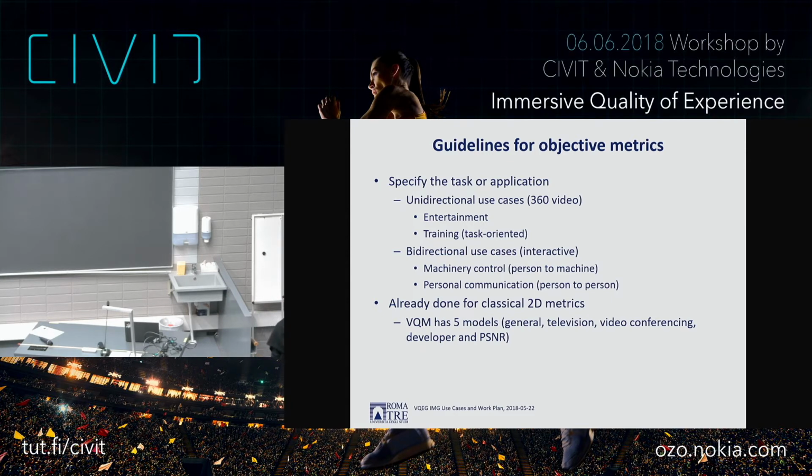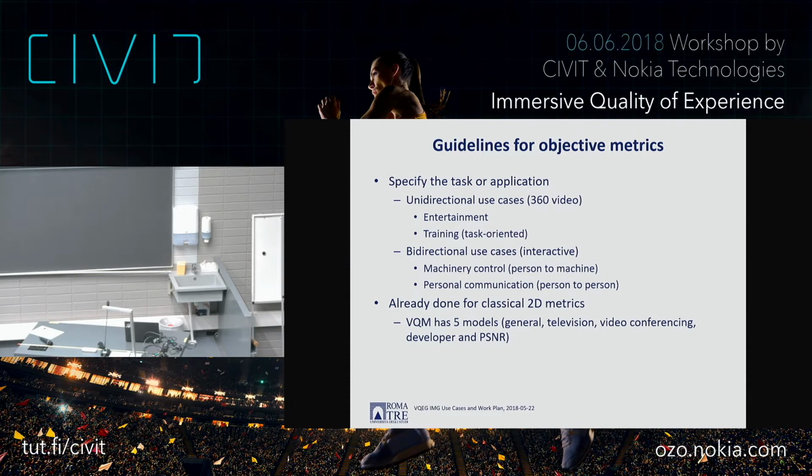So what has been discussed in this VQA group I was mentioning earlier is that probably we might consider different groups, like big areas of application or task that can be used. The first one is, we call them unidirectional use case. It means that you have a user that is interacting with this immersive media, but doesn't really have a feedback. Like for entertainment, I can wear my head-mounted display, I can watch around and explore the content, but I don't really have a feedback. Or for training purposes.